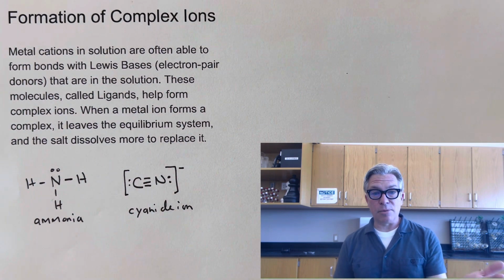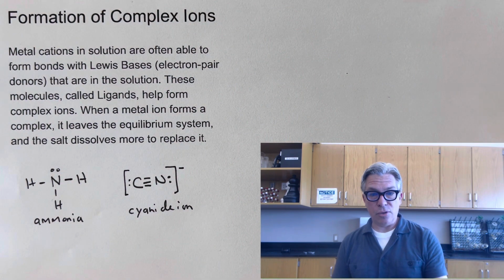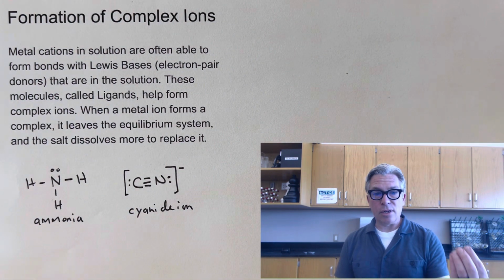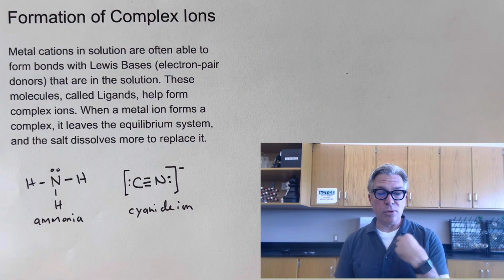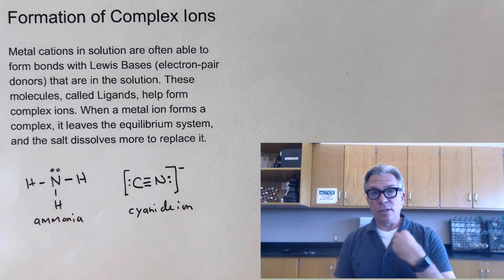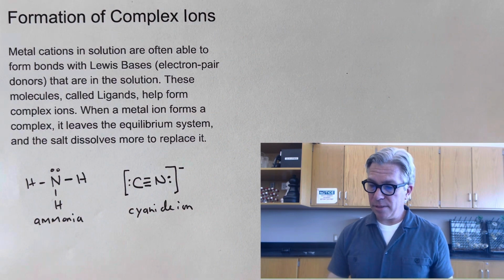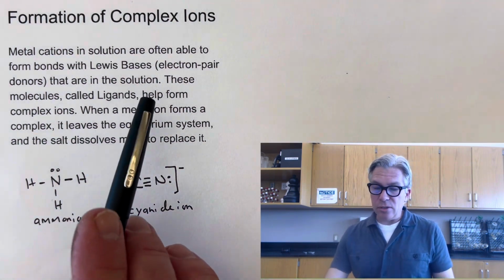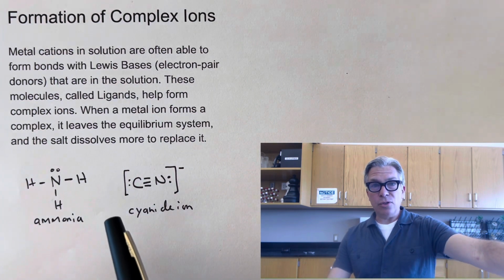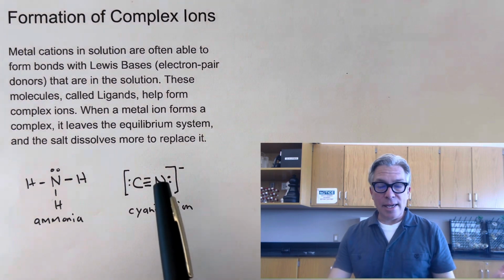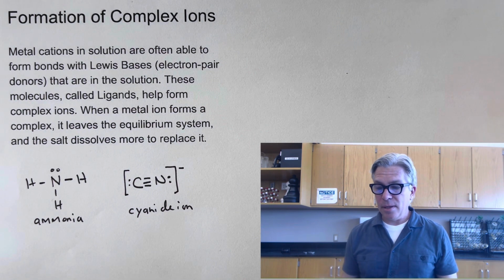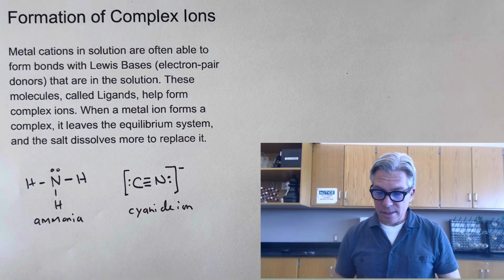I know what a Bronsted base is. That's a proton acceptor, and a Bronsted acid is a proton donor. But Gilbert Lewis came up with the definition that an acid is more of an electron acceptor in some cases, as opposed to a proton donor. You can accept electrons and give electrons, and that's acid-base properties. And Lewis bases are electron pair donors, so they're molecules or ions that have lone pairs they can donate fully to make a chemical bond of some kind. These are called ligands, and they help form complex ions. When a metal ion forms a complex, it leaves the equilibrium system, and the salt dissolves more to replace it.